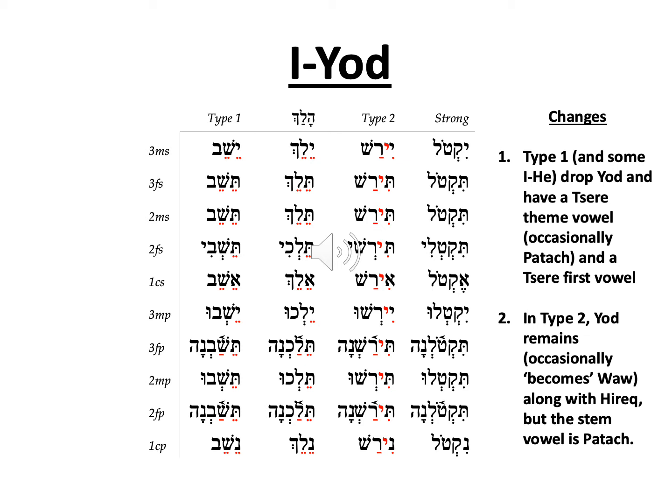Except in type 2, when the yod remains occasionally, in fact, sometimes even becomes vav because of the underlying historical vav that was replaced by the yod, and does take the hireq to form a hireq yod, an unchangeably long vowel as the preformative, followed by a patach theme vowel. So as we look at this pattern, we most often expect tsere, but occasionally hireq yod patach as the theme vowels.